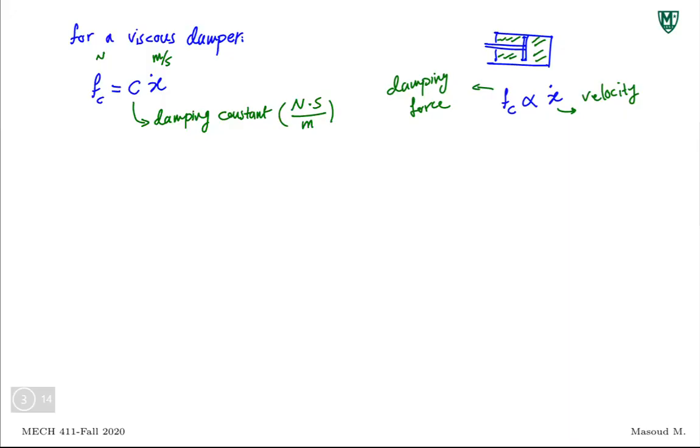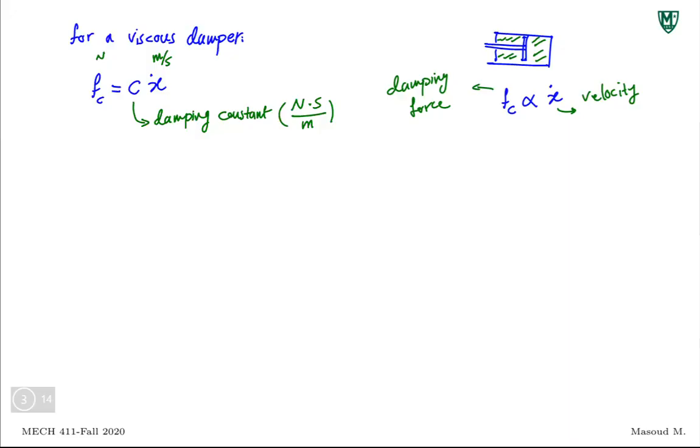All right. It's just one step further, you simplify that, you get there. But I'm happy that you went that far. Just typically we use Newton second per meter, similar to Newton per meter for spring.